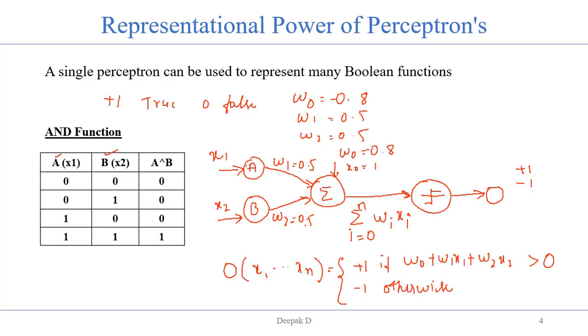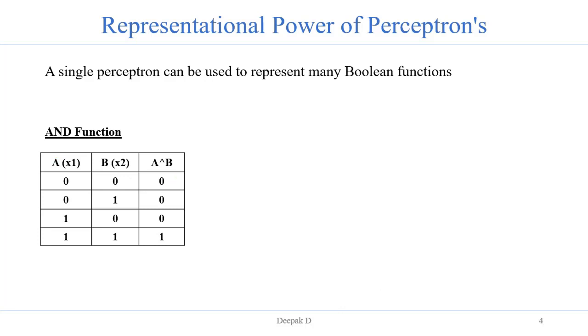By substituting these x1 and x2 values, we try to predict whether we have received the actual value or not. Let's consider the first instance. The first one is if x1, that is A, is equal to 0 and B equals 0. If this is the condition, the expected output for this one is 0. Let's try to compute these values.